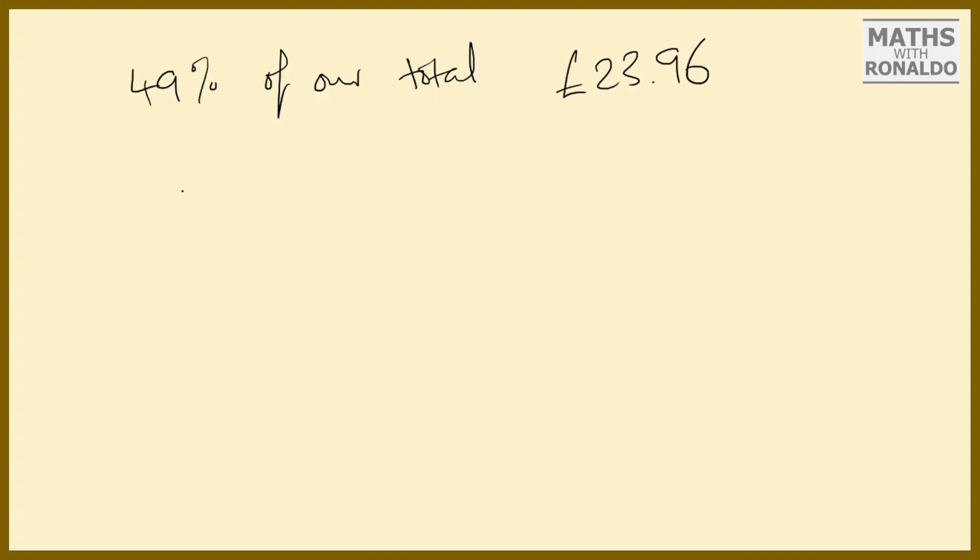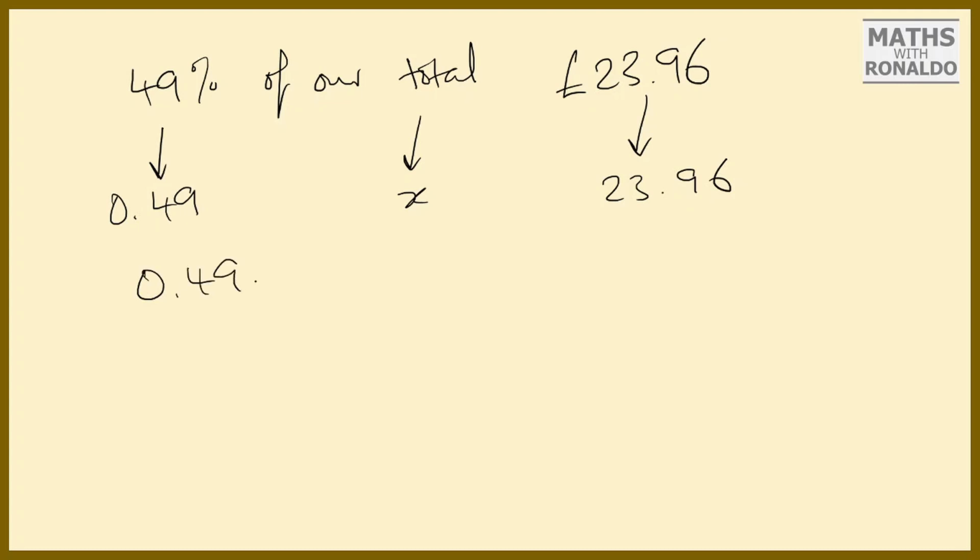Similarly, if we say 49% of our total is £23.96, then we can say that we know the multiplier for 49% is 0.49, and we know our total, let's call it x, and that gives 23.96. So we can derive an equation out of this. We can say 0.49 times our total x is 23.96. And then, quite simply, it's algebra here.